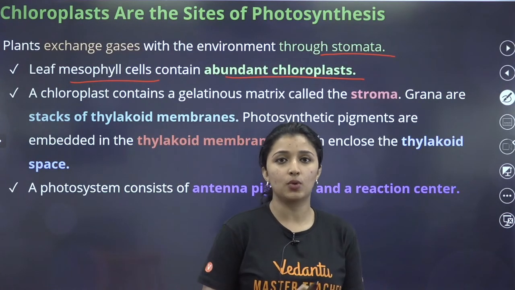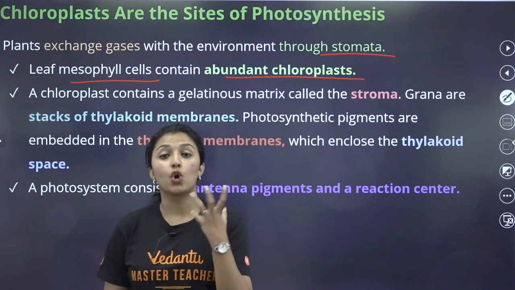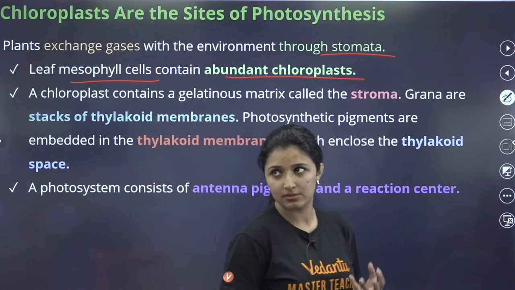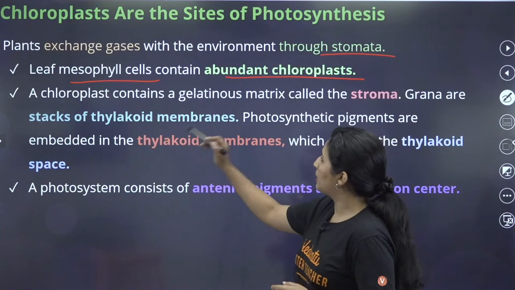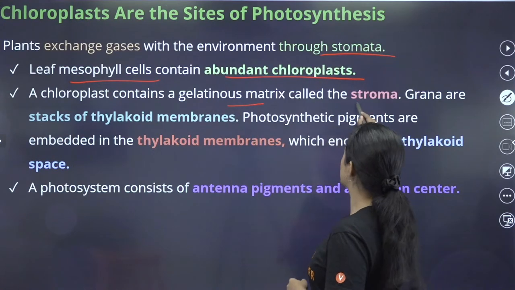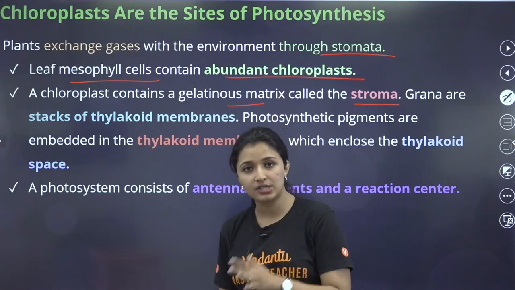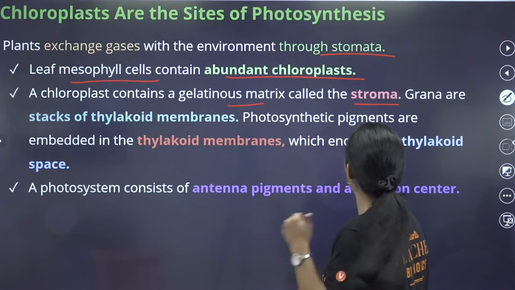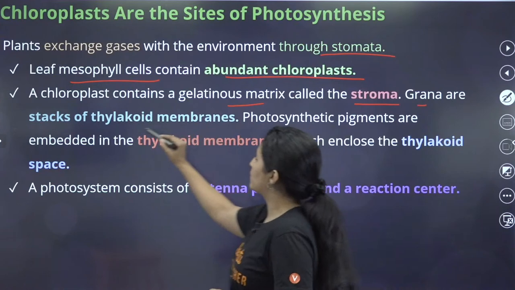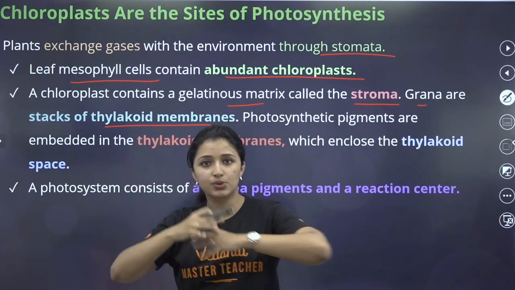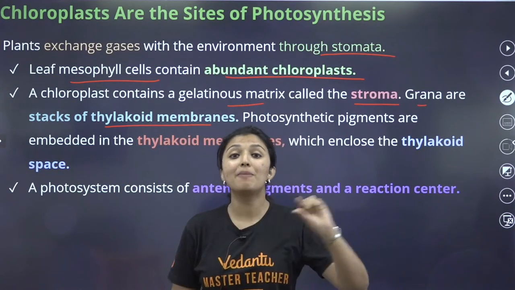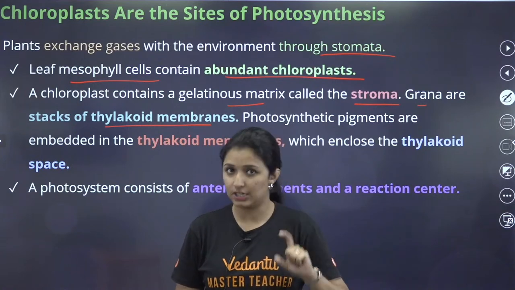Chloroplast is actually a plastid that stores colored pigments. Now, chloroplast contains a gelatinous matrix called the stroma. The matrix of chloroplast is stroma. Now, grana are stacks of thylakoid membranes. It's not just watery inside. They have a lot of membrane-like structures called thylakoids.